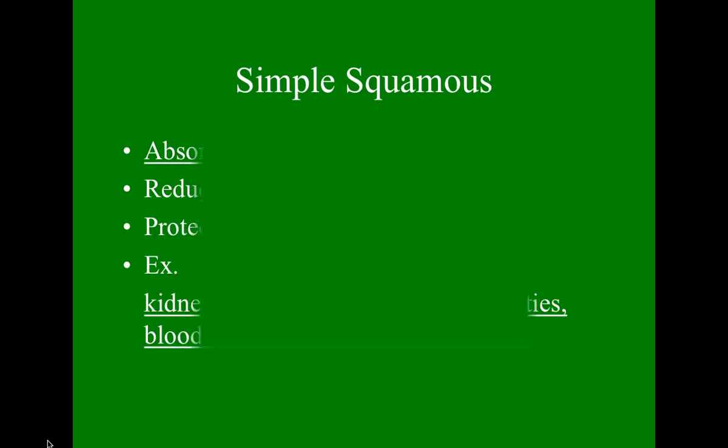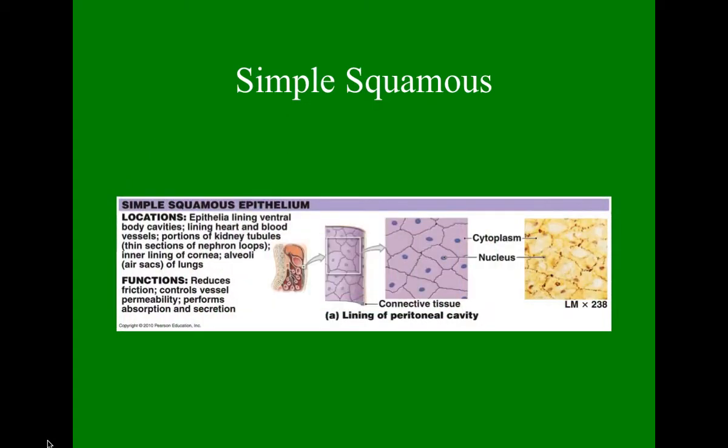Down below that you have a picture of simple squamous, and you can see we've got some different shapes here of the cells. The borders are kind of ragged, and they're not all one consistent shape, and that's very typical of simple squamous epithelium.